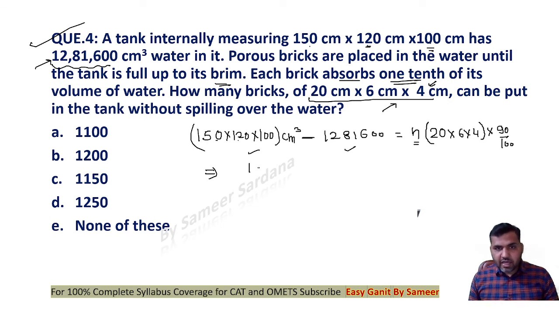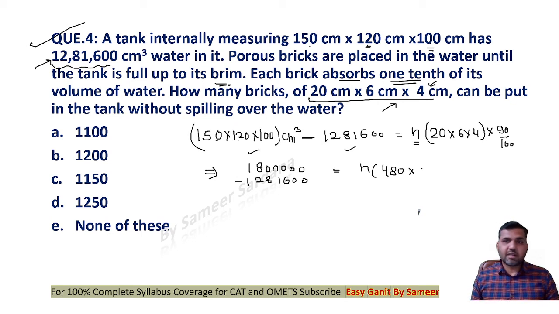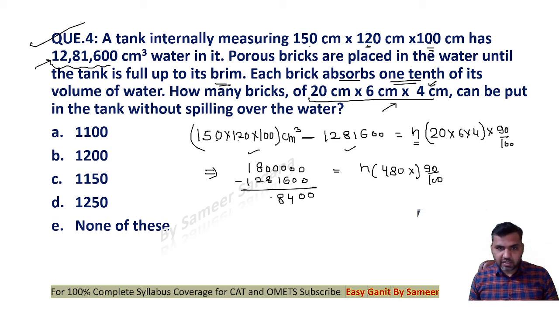150 into 12 is 180, followed by 4 zeros, minus the water volume, is equal to n into 480 multiplied by 90 upon 100, right? Now let's do this. 10 minus 6 would be 4, 9 minus 1 would be 8, 9 minus 8 is 1, 7 minus 2 is 5. This is equal to 9 into 480 into 90 by 100, right?